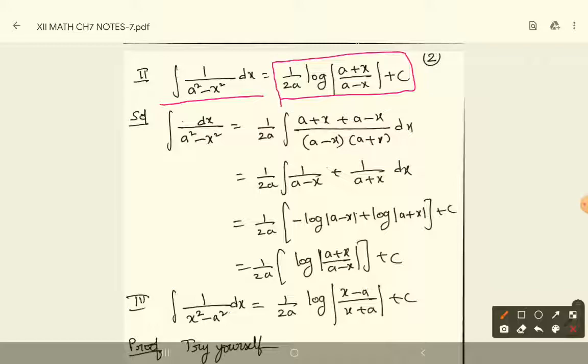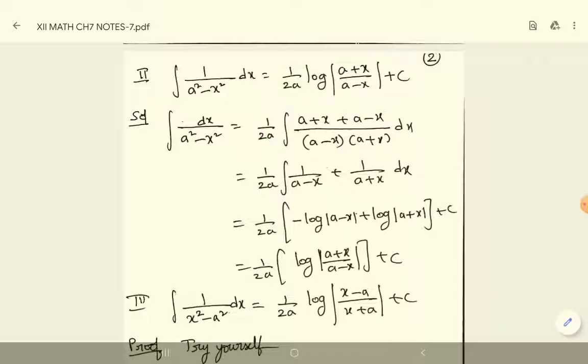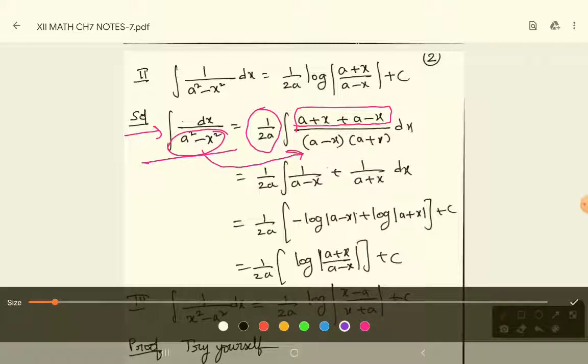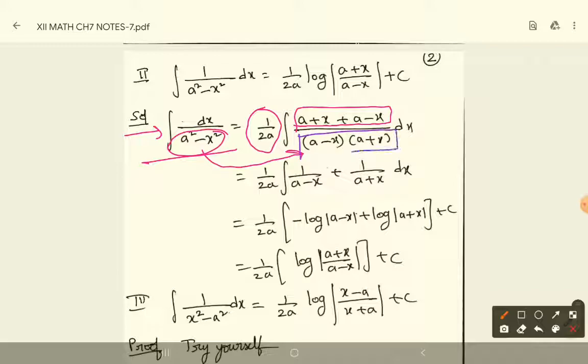How to integrate this one? Like in the previous exercise also, many things we have divided outside and multiplied inside the numerator and denominator. Like that we do one magic here. Look at that magic. The first thing is to write dx by a square minus x square. This denominator can be factorized as a minus x into a plus x, and outside you divide with 1 by 2a. Inside, the 2a can be written as a plus x plus a minus x, because the denominator is in the form of a plus x and a minus x.